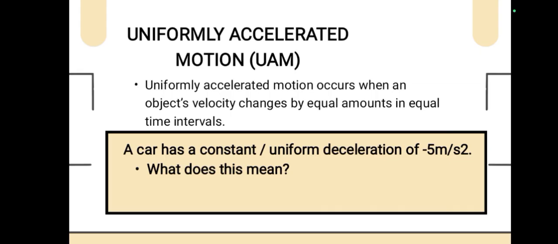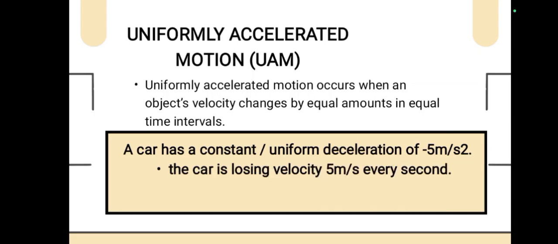Now, on the contrary, what if a car has a constant uniform deceleration of negative 5 meters per second squared? This means that the car is losing speed or velocity at a rate of 5 meters per second every second. In other words, deceleration means the car is slowing down. The speed is decreasing, or the velocity of the car is decreasing.